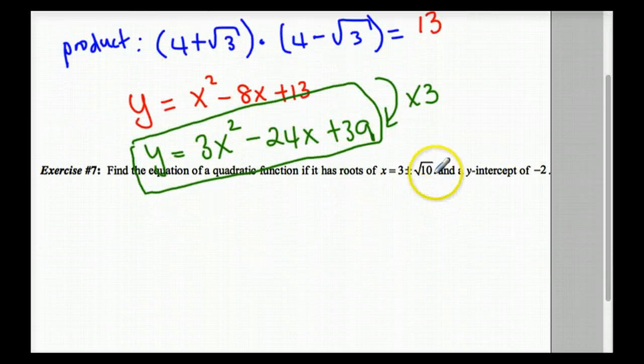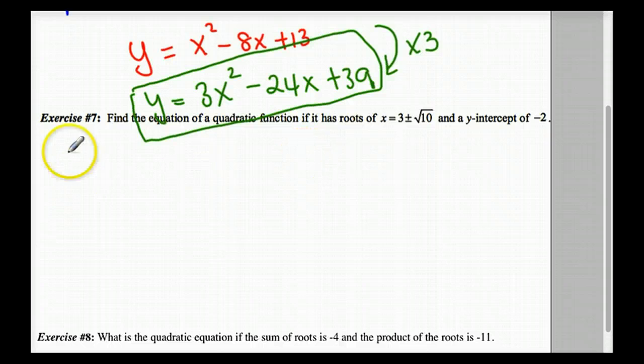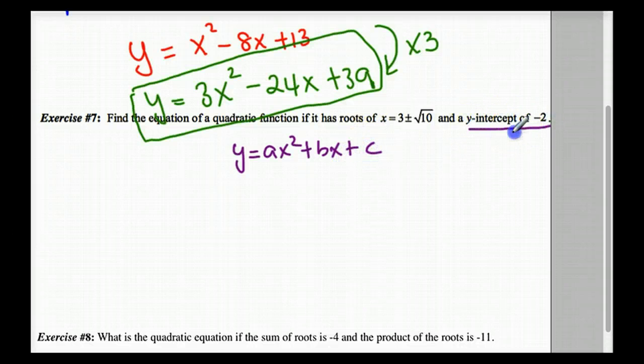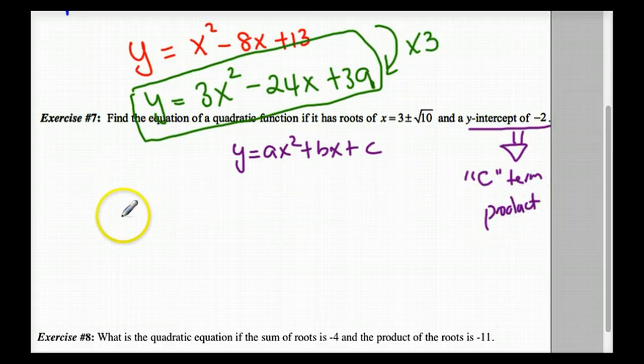Okay, so let's go with one more. Find the equation of a quadratic function that has a root of this and a y-intercept of -2. So again, I'm looking for something in the form ax squared plus bx plus c. Your y-intercept of -2 means it is the c term, or as we just learned, it's the product. So I don't need to find the product. What I need to do is find the sum.